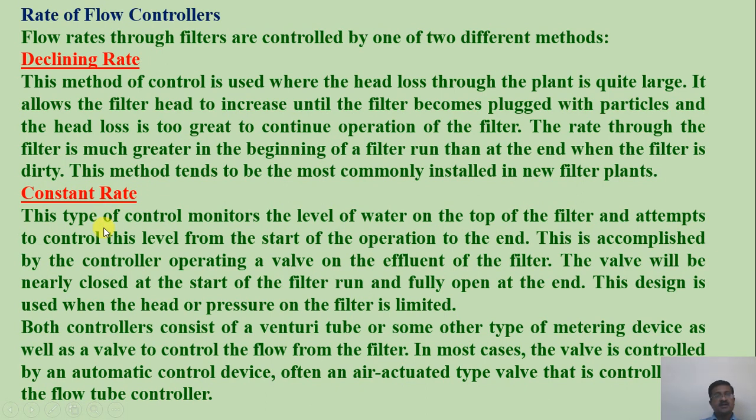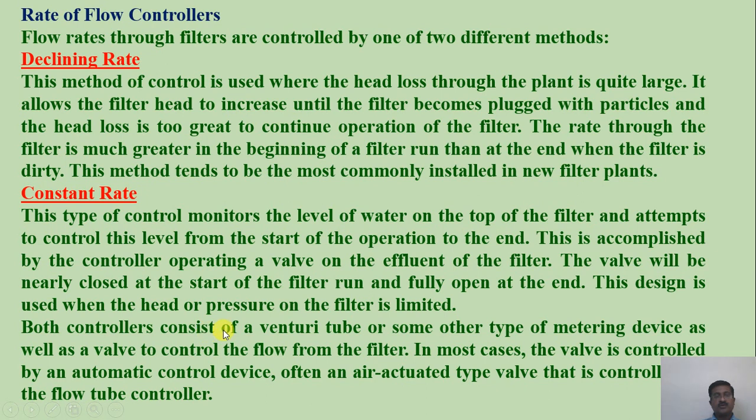Constant rate: this type of control monitors the level of water on top of the filter and attempts to control this level from the start of the operation to the end. This is accomplished by the controller operating a valve on the effluent of the filter. The valve will be nearly closed at the start of the filter run and fully open at the end. This design is used when the head available on the filter is limited.